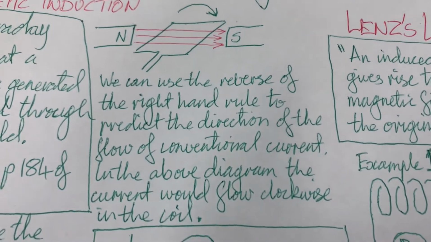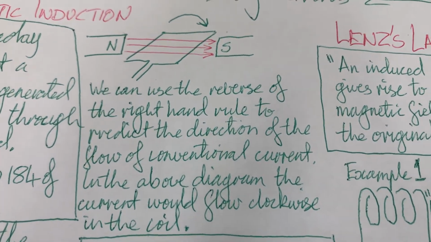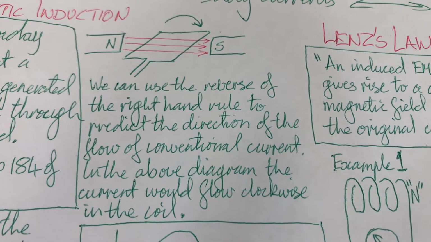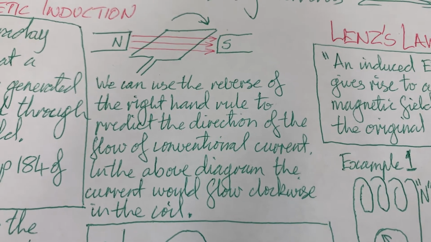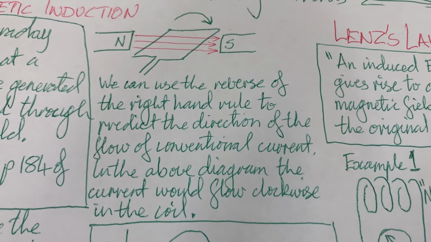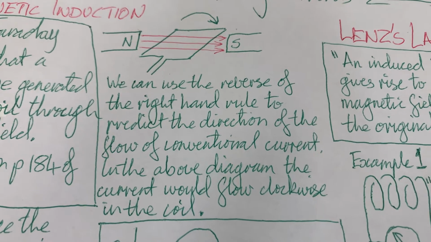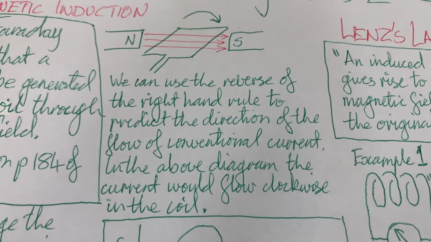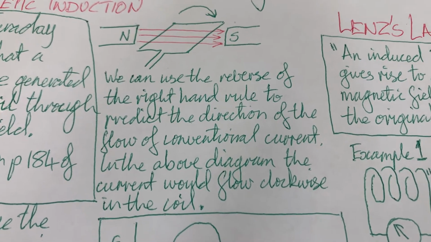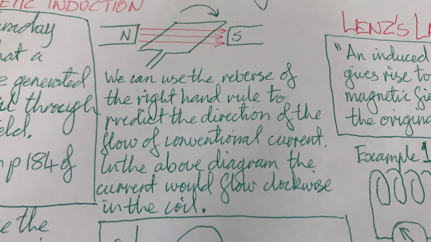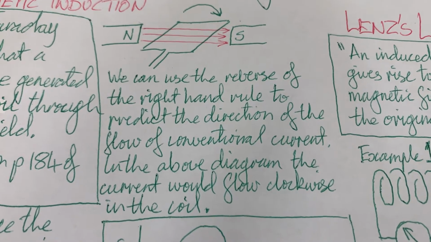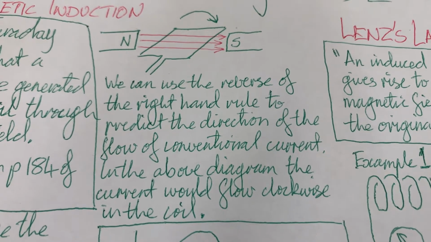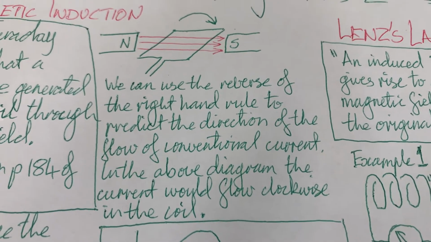Here, in the next column that I've got, we can use the reverse of the right-hand rule. So this is about predicting the direction of the current. We can use the reverse of the right-hand rule, and the right-hand rule is the one that we normally apply to a motor. Everything that we're going to be talking about here in terms of Lenz's law and eddy currents and back EMF is really about inducing current, which is the opposite of a motor. A motor, you put the electricity in to get the kinetic energy out. But with all of this, we're putting the kinetic energy in to get electricity out.